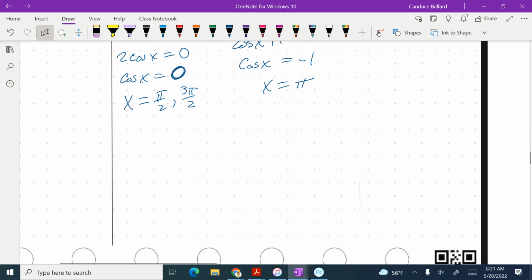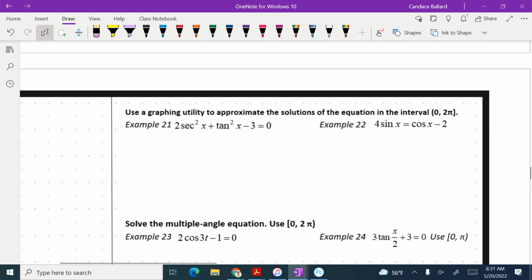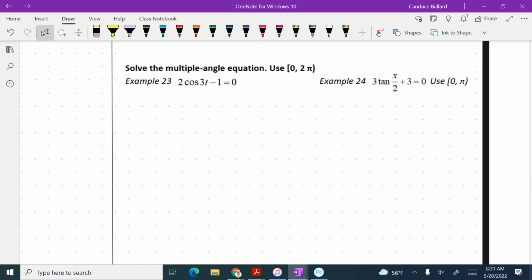Okay, let's take a look at the next phase here. We're not going to use the graphing calculator ones. We're just going to get rid of that. The last ones we're going to do are these multiple angle ones. It says we're supposed to solve the multiple angle equation. We still have the domain 0 to 2 pi, where 2 pi is not included, except it looks like on 24 they gave us a different domain, 0 to pi.